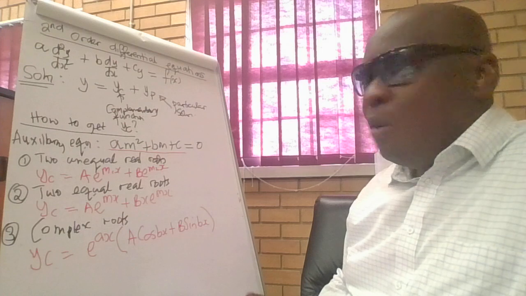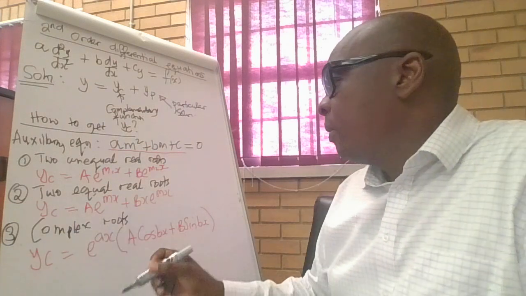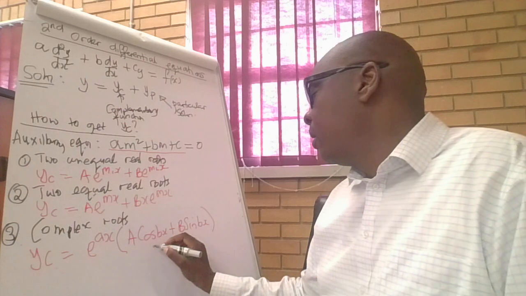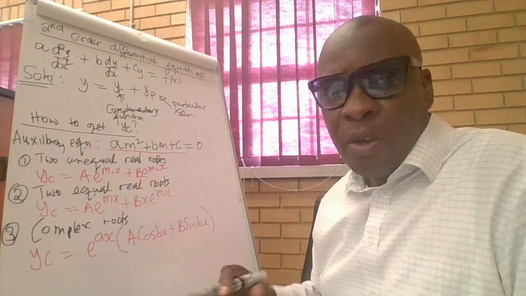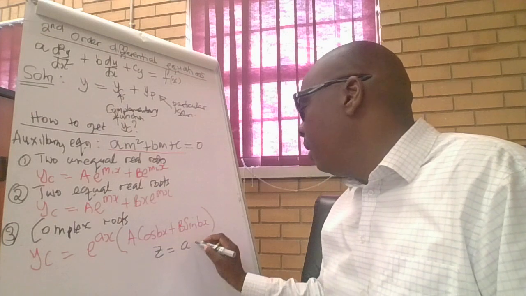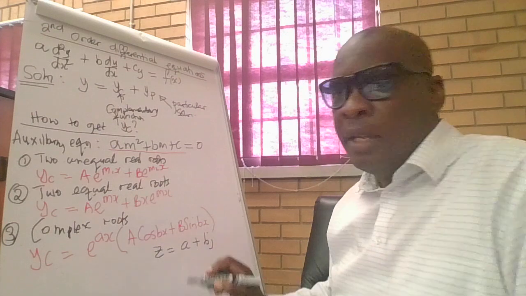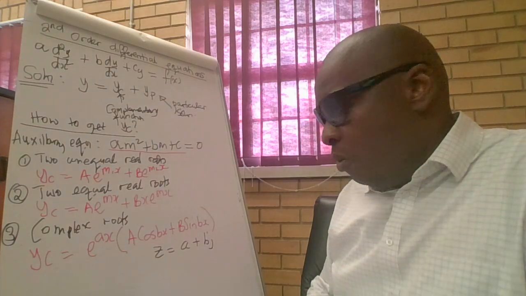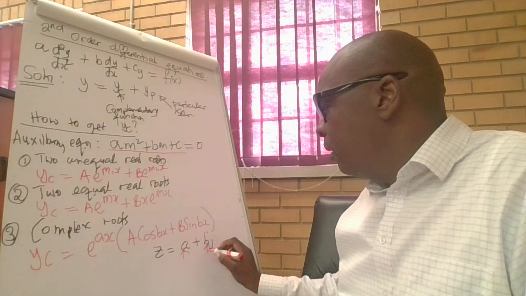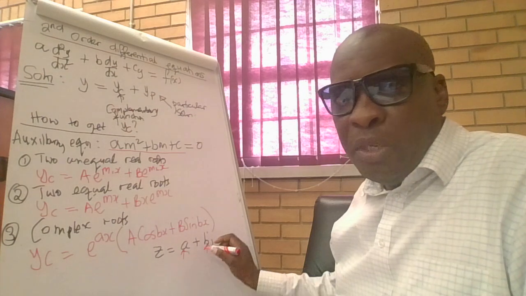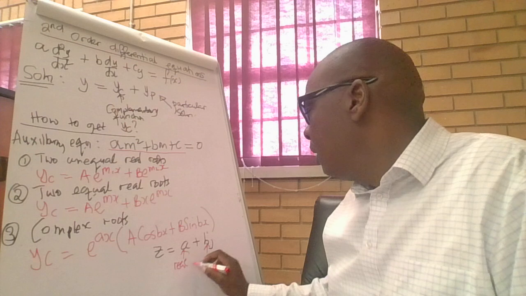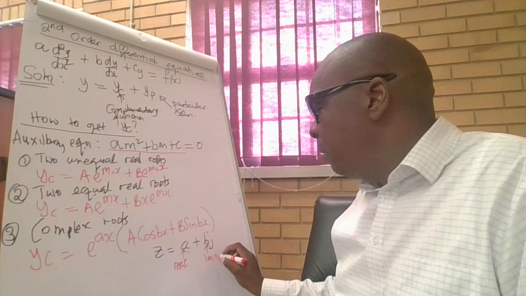And remember, a complex number z would be given by a plus bj. That's a complex number, where a is your real part and b is your imaginary part. So this is the real part and this is the imaginary part.